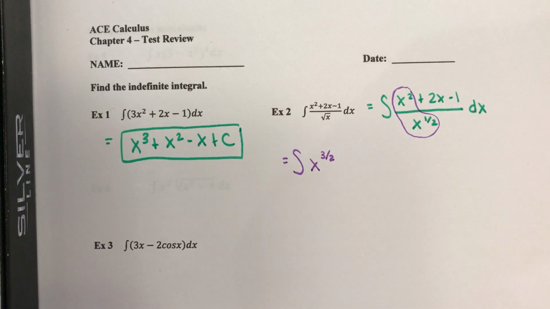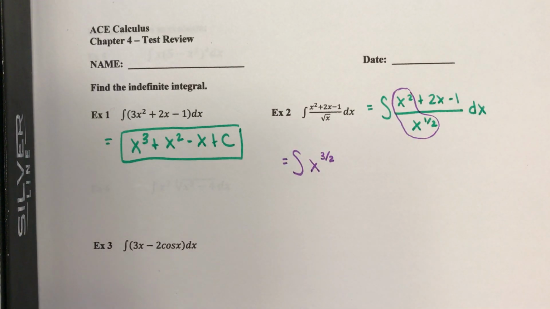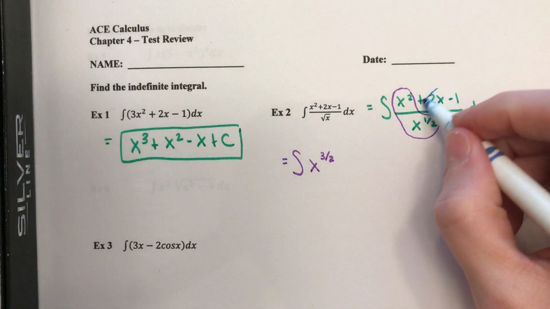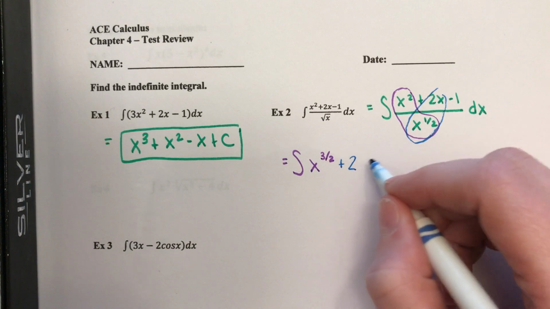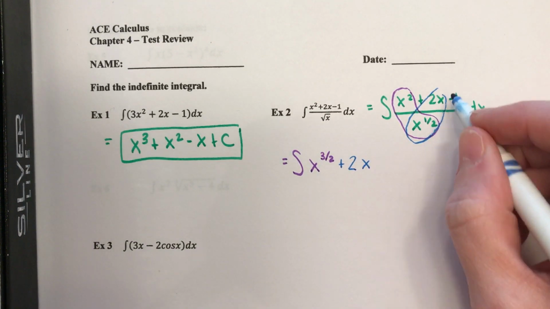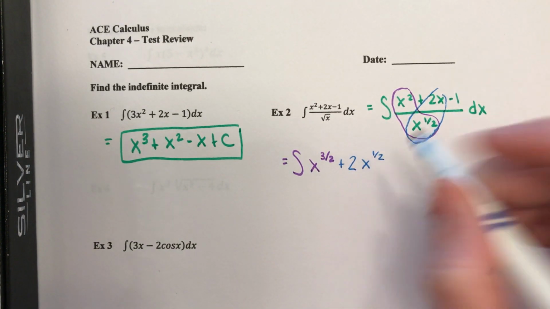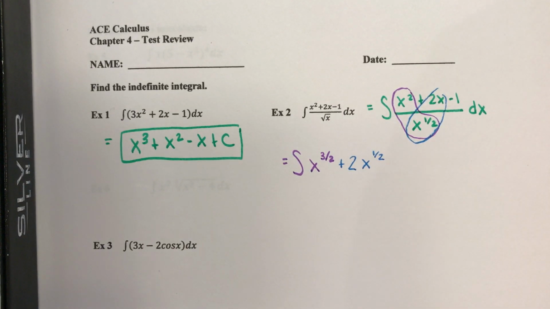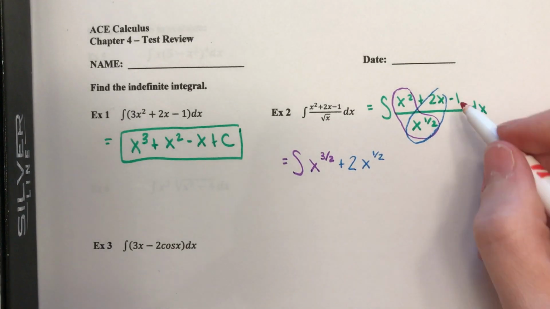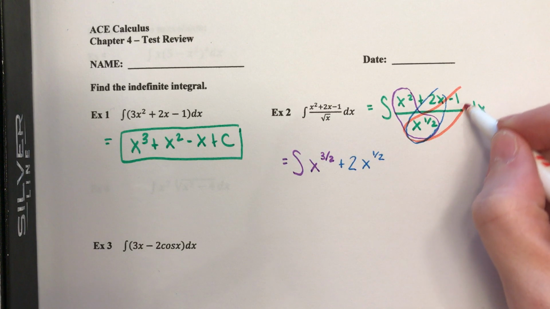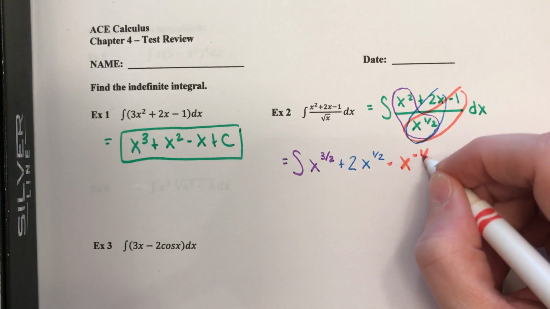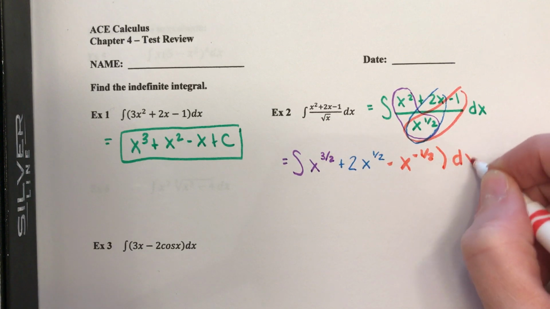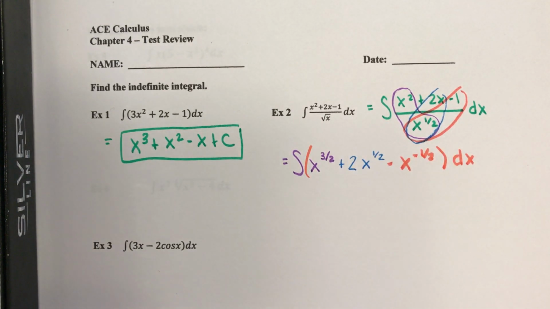I'm going to trade colors here so you can keep track a little bit better. For this one, we have plus 2x, and then 1 minus 1/2 would be 1/2. And then for the third one, 1 over x to the 1/2, that would be minus x to the negative 1/2. I'm just going to bring it up to the top, so I'm going to make that exponent negative.